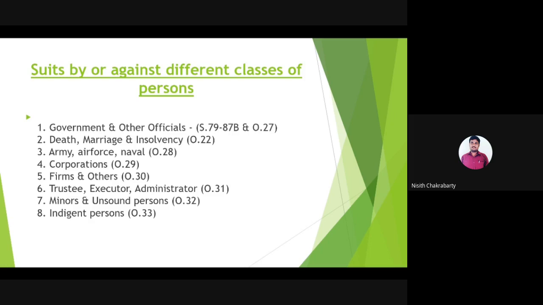So these are specific kinds of suits according to different classes of persons. And let me tell you this: there is no order to read it. That means you can read in any order, it doesn't matter. You just have to read these 8 kinds of suits filed by 8 different classes of persons.